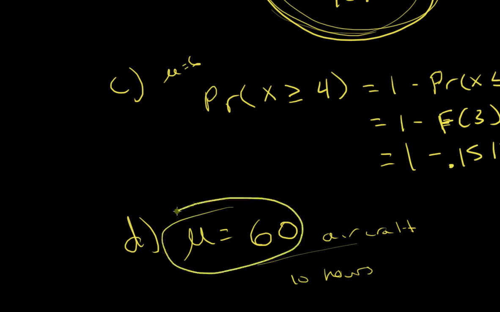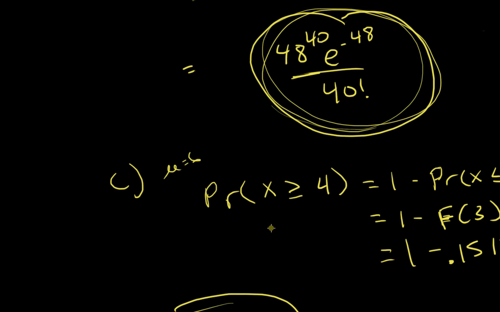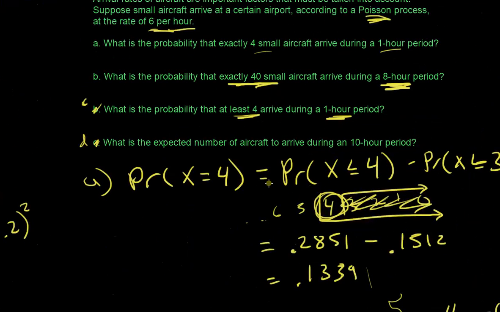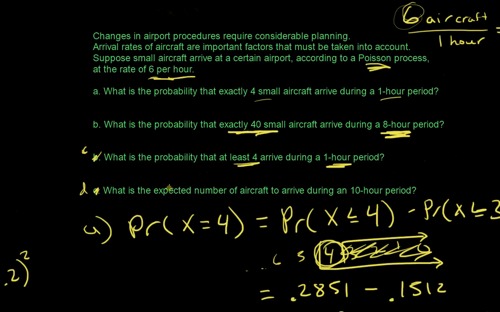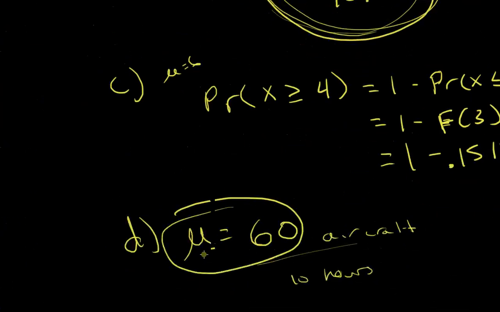So mu is 60. And the mean, again, doesn't have to be a whole number. The expected number of aircraft that are landing could be a decimal, right? Don't be upset or worried if you find that, because the expected number is just the average number of aircraft that are coming per 10 hours.